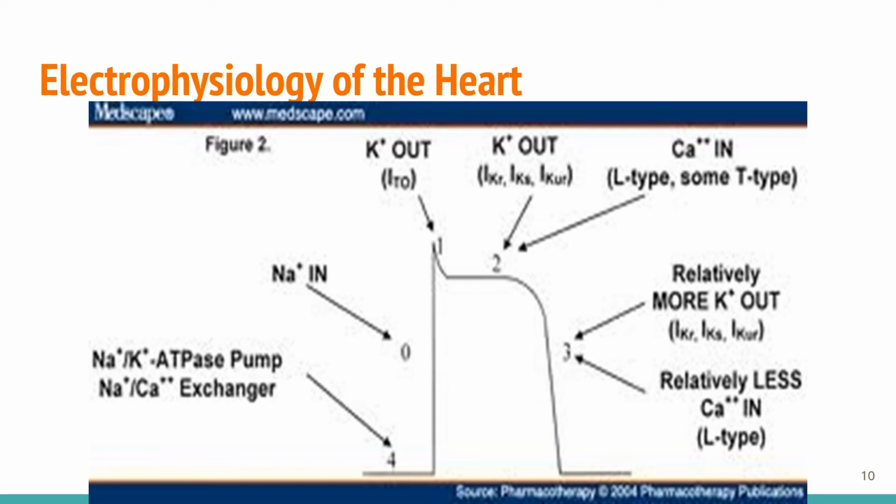Phase 0 then is that rapid depolarization where it shoots straight up, and then you start with that early repolarization phase, phase 1, where you're starting to relax. You have the plateau phase, phase 2, and then repolarization of phase 3, and then the cycle starts all over again. Okay, so that plateau phase, the calcium going in, that's what helps prolong the contraction of the heart.